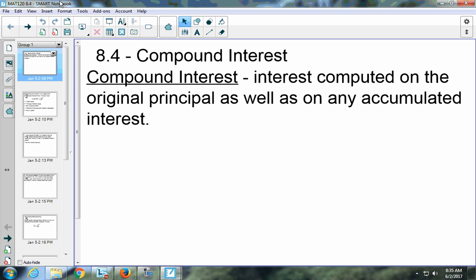In this video, I'm going to introduce the concept of compound interest from section 8.4 in our textbook in Math 120. Our definition of compound interest is interest computed on the original principal as well as on any accumulated interest. So when the bank pays you interest in January, they add your original principal plus your interest. And in February, that total amount is treated like your new principal amount, and they pay you interest on the whole thing. So they're paying you interest on money they already gave you.